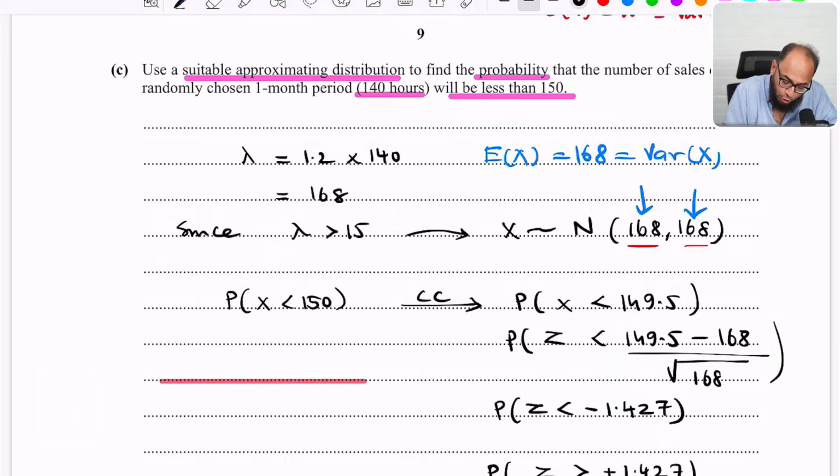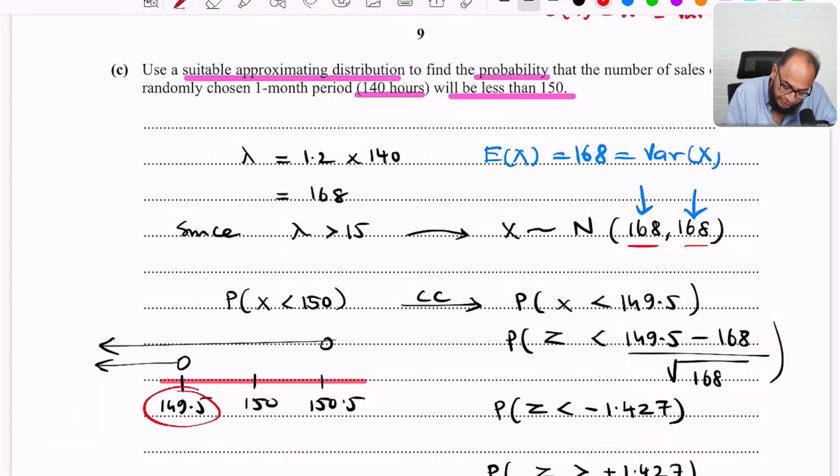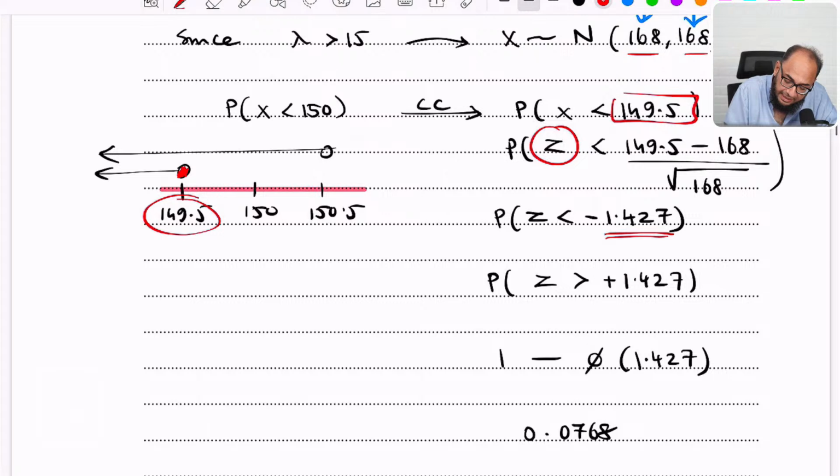Let me also show you this. This is 150. This is 150.5. This is 149.5. Lesser than this, lesser than this. And which one do we choose? Less than 150, choose the one that does not include 150, which is 149.5. Then standardize. Then get the z value. Z lesser than negative value, z greater than positive. This is because of symmetry.